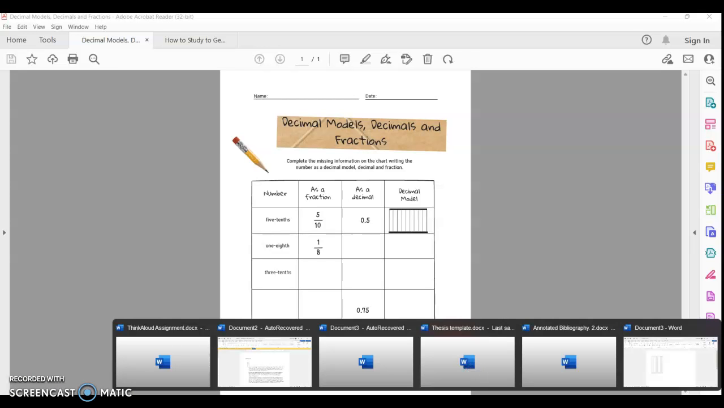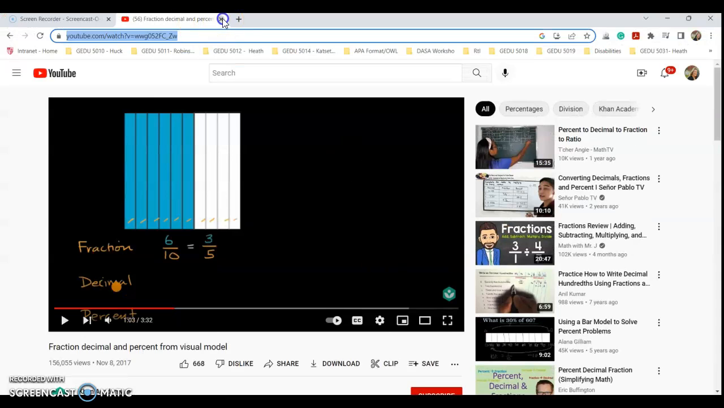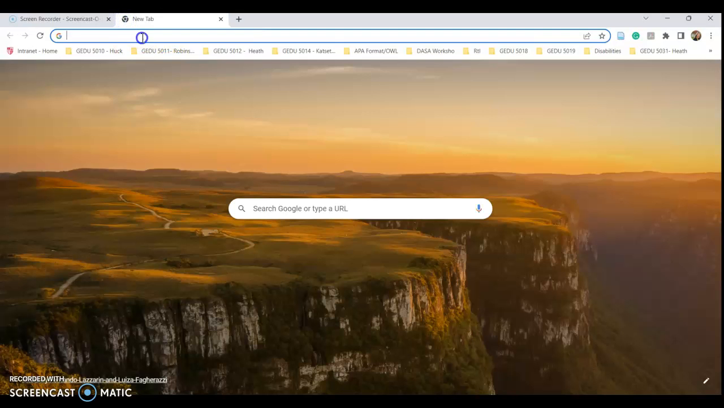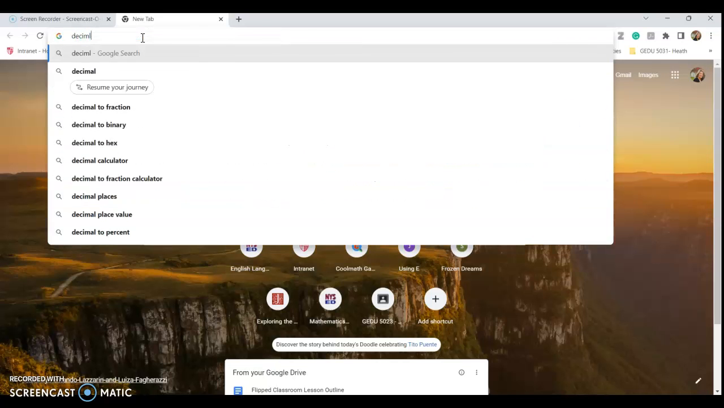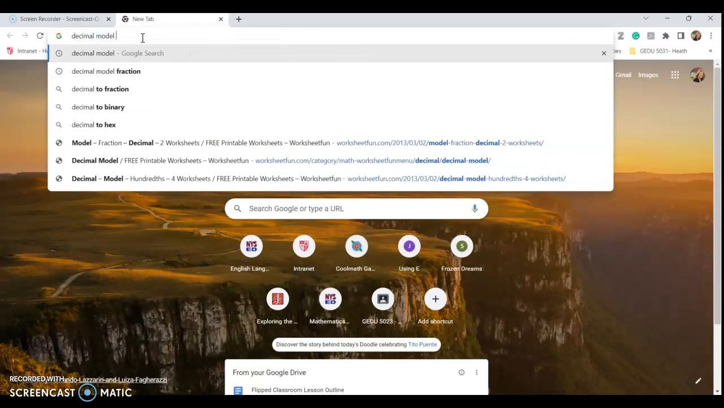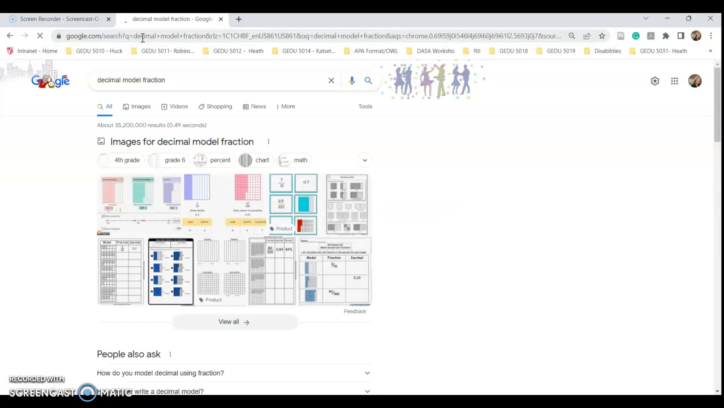So to figure out what I have to do using online resources, I'm going to go to a Google search. I am going to type in some keywords. So looking back at my question, how can I express part of a number as a fraction? I'm going to type in here, or using a decimal model, and fraction. And let's see what I come up with.